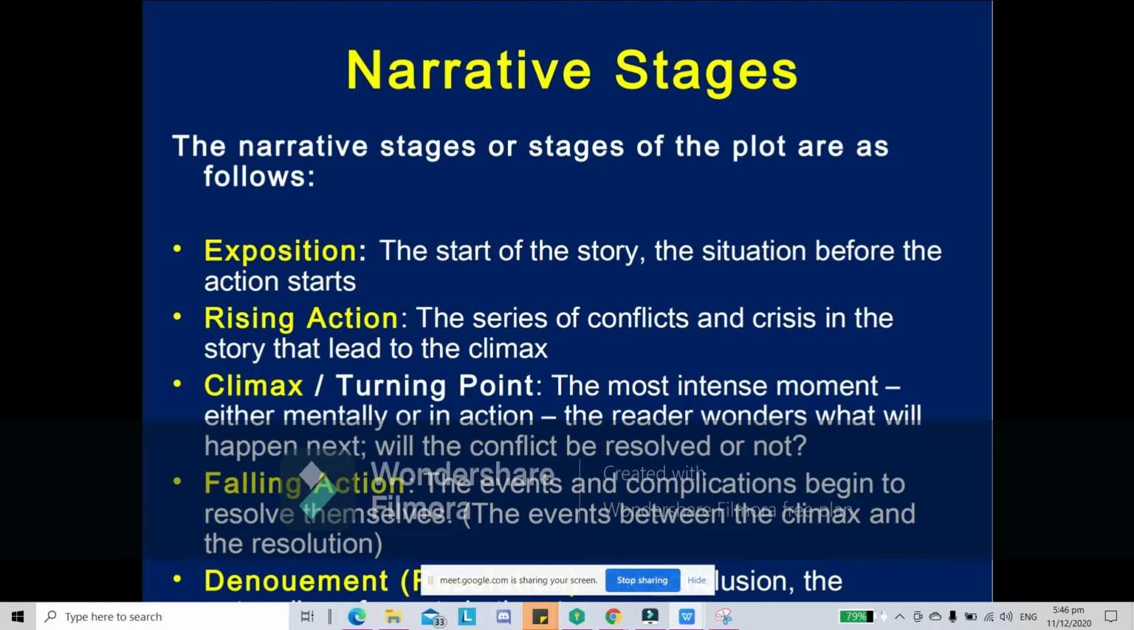Okay, since I did mention the types of plot that involve a flashback, that applies to fictional stories, class. So flashbacks are a technique in which the author interrupts the plot of the story to tell an incident of an earlier time.